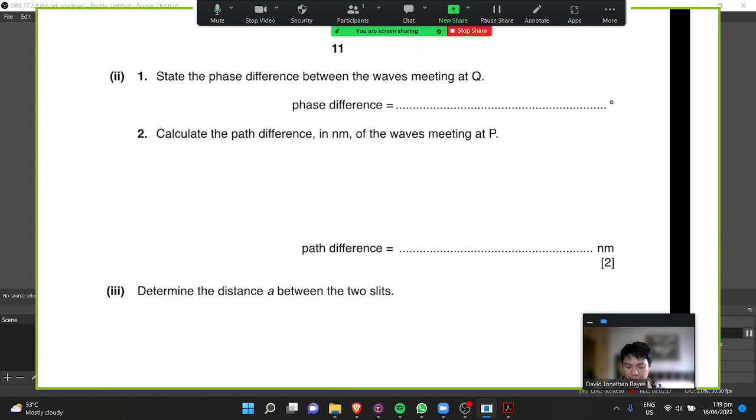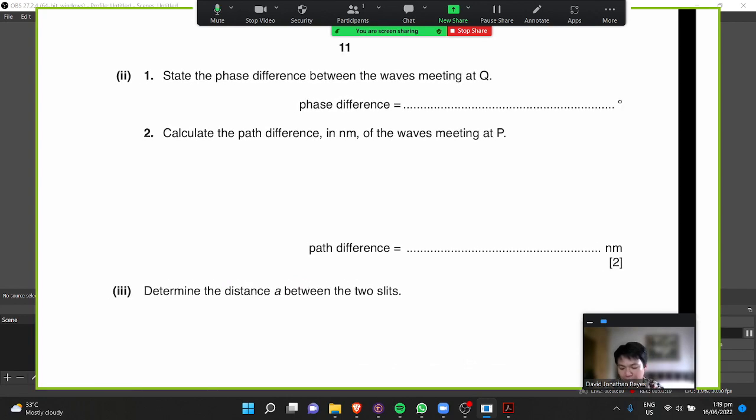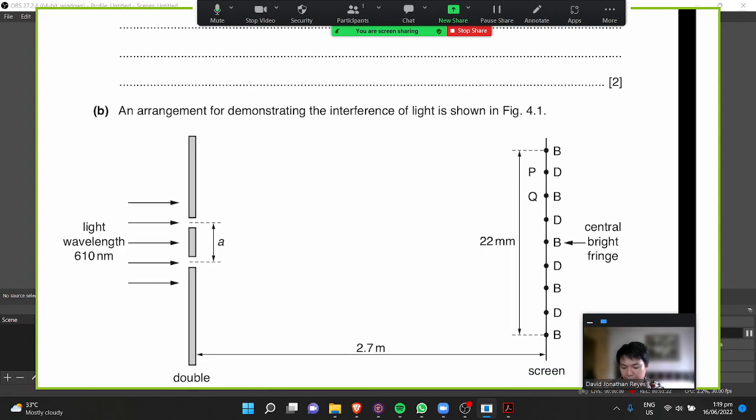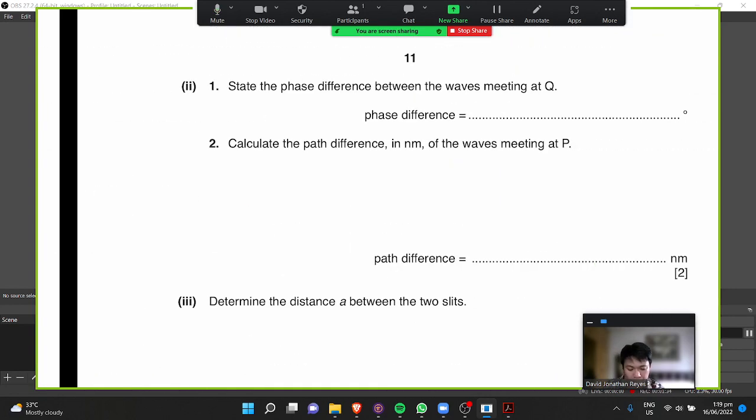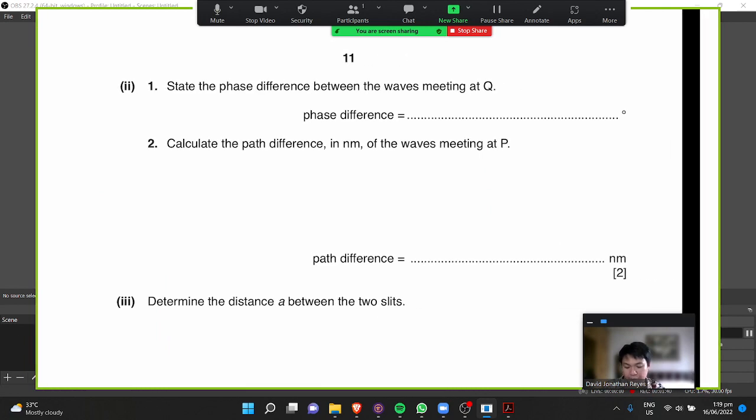Now on to the next question. It says here, state the phase difference between the waves meeting at Q. If you go back to the image, you have here P and Q. Q is at a bright fringe, P is at a dark fringe. Okay, so what are the indications of that? You need to state the phase difference. If it's a bright fringe, that only indicates that you are either at 360 degrees phase difference or 0 degrees. Either way, that would generate a bright fringe.